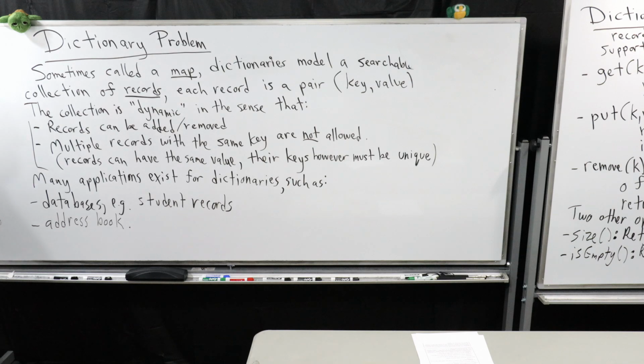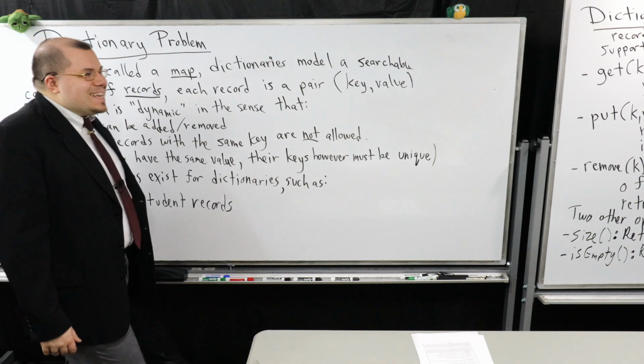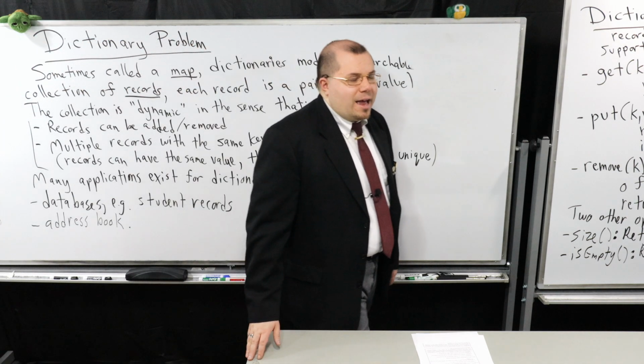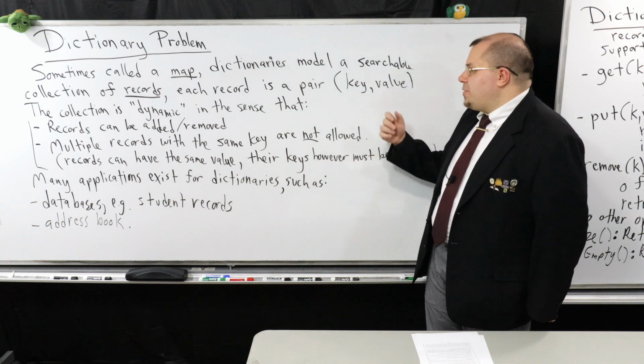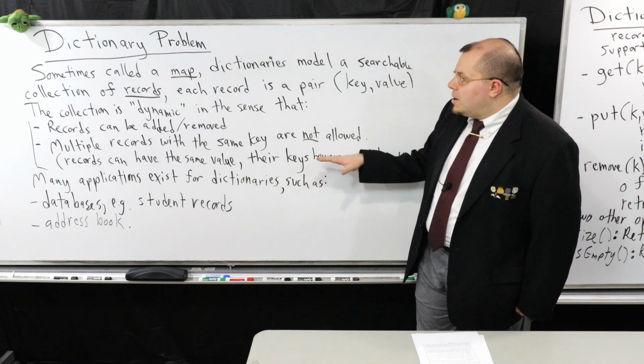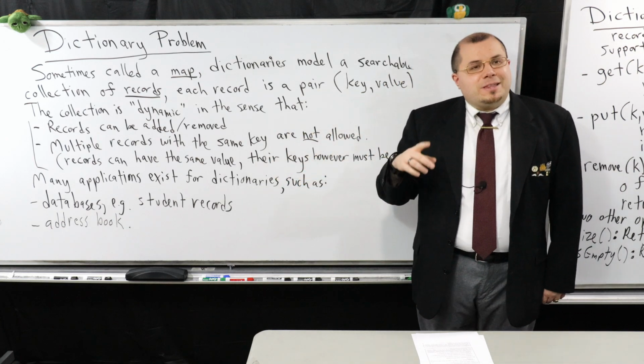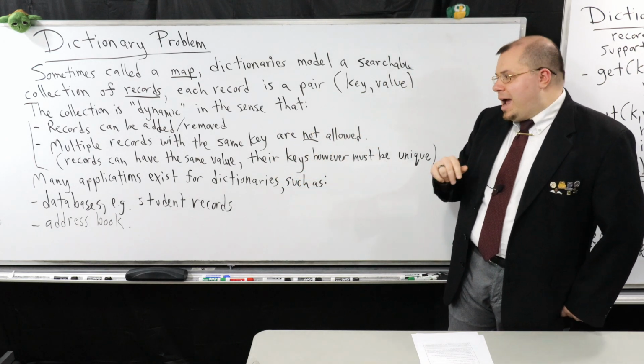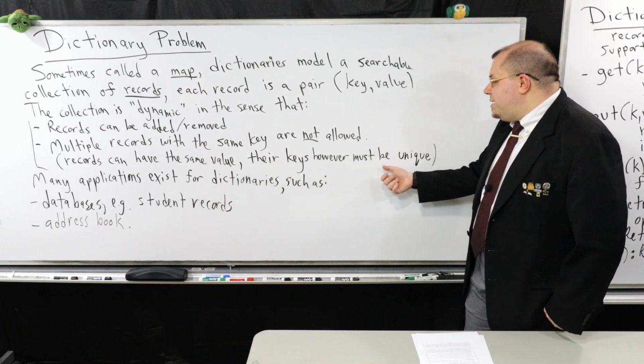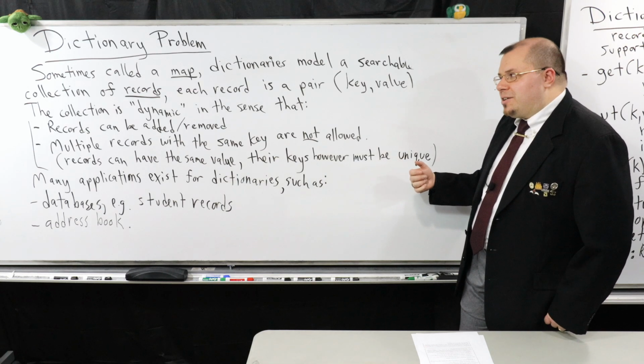So I have a pair. Each one has a key. Each record has a key and has data, which I'm just referring to as the value here. The big constraint in a dictionary is that multiple records with the same key is forbidden. You cannot have this happen. All the keys must be unique in a dictionary.